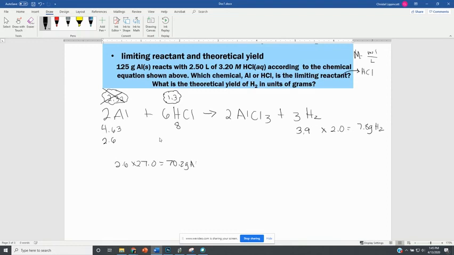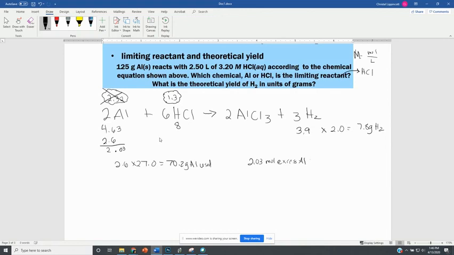Another common thing that they will ask us about that he didn't do in his video is they will ask you how much of this is left over. And so a lot of times you'll end up having to do, not part of a video, but part of a problem where you have to figure that out. So we would have 2.03 left over. So 2.03 moles of aluminum excess.